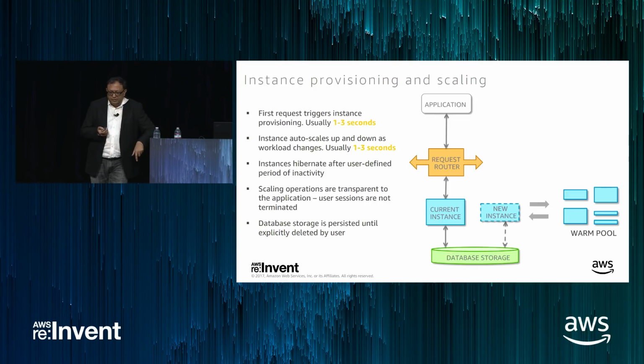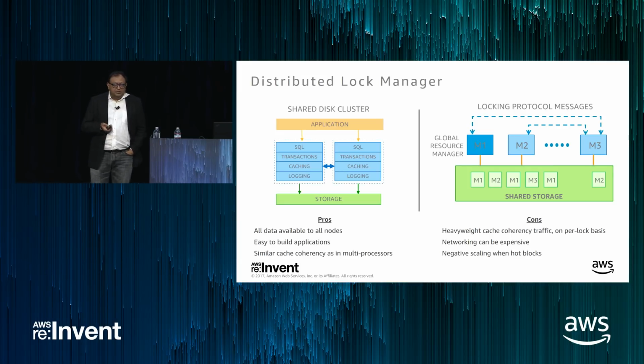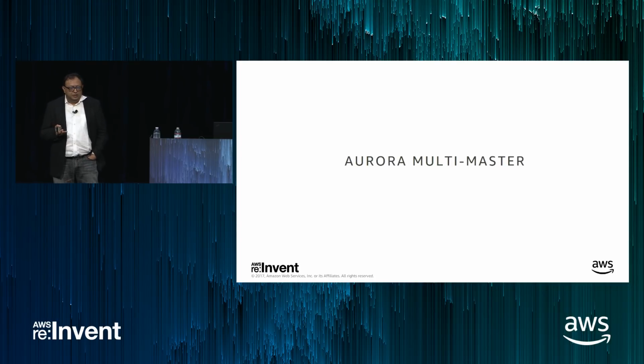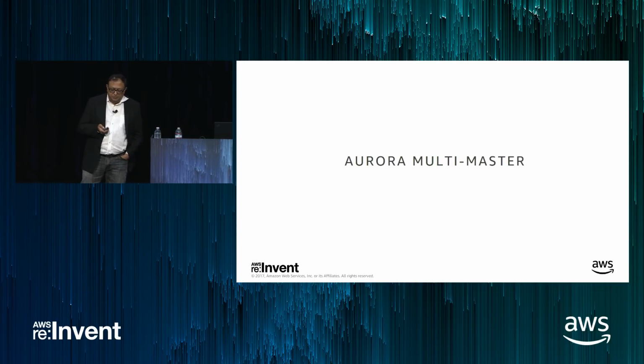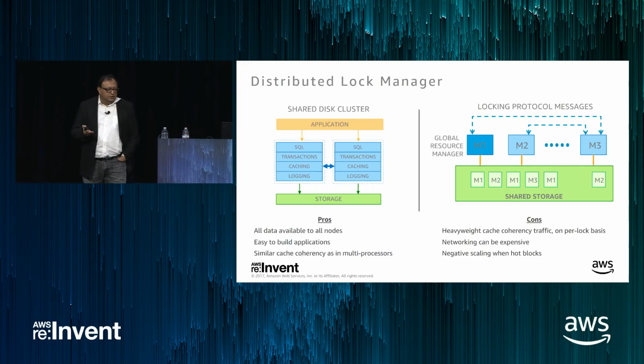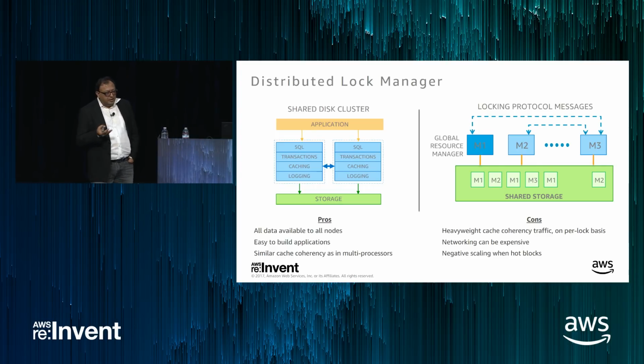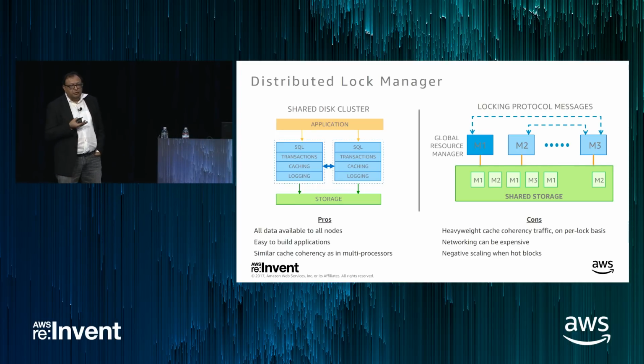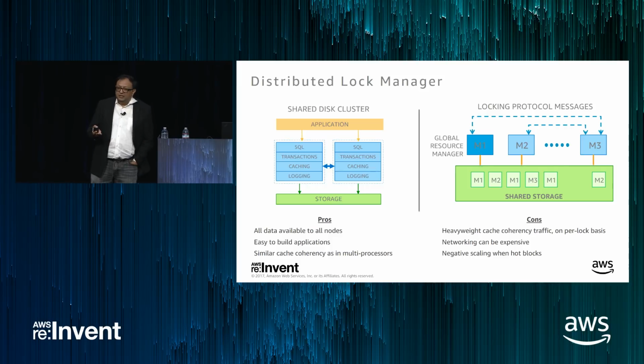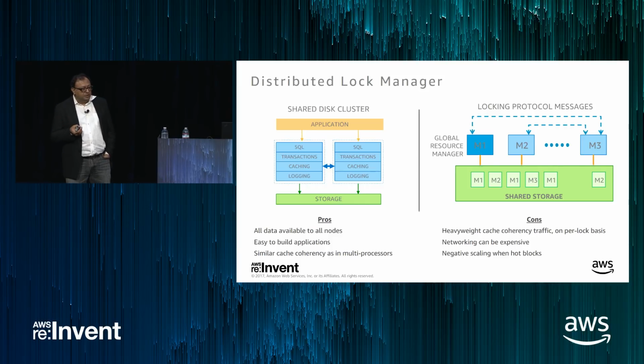Let me go a little bit fast through multi-master. So there really have been 2 approaches to dealing with multi-master problems in the relational database world. The first one is shared disk. And so what you do in shared disk is you say every instance of the database can access the common storage, and you fuse the caches together. So all the data is available to all nodes, and it makes it really easy to build an app, right? Because you can just send any request anywhere.